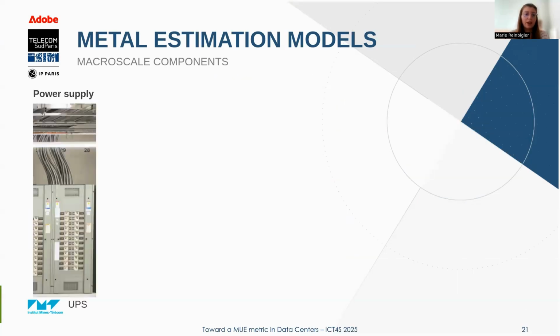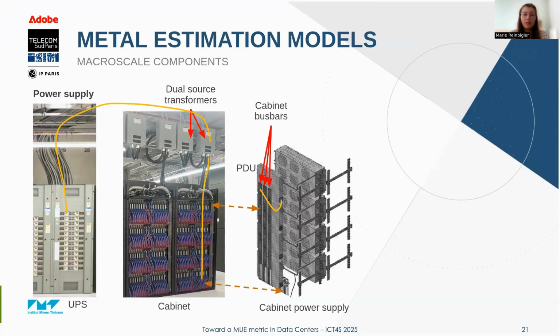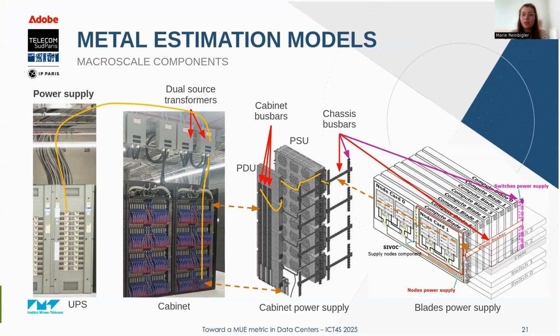So here we have first the interruptible power supply, which is linked to the dual source transformers, which itself feeds the cabinet bus bars, that provides power to a power distribution unit and itself to the power supply units. Then this power supply unit provides power to the blade bus bars that itself supplies power to all the switches and their associated nodes.